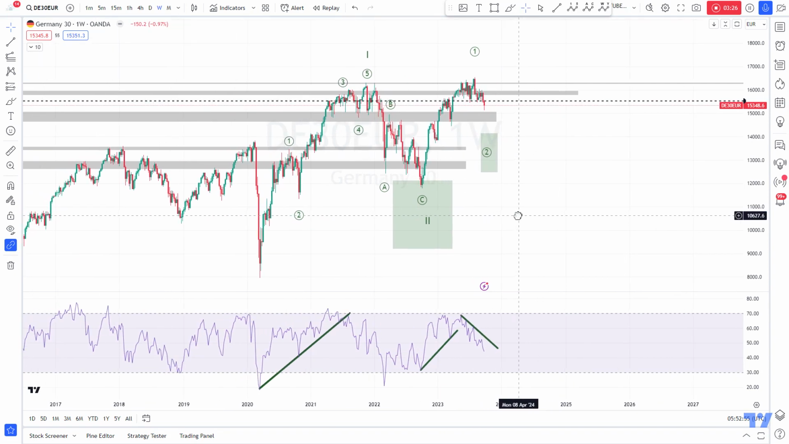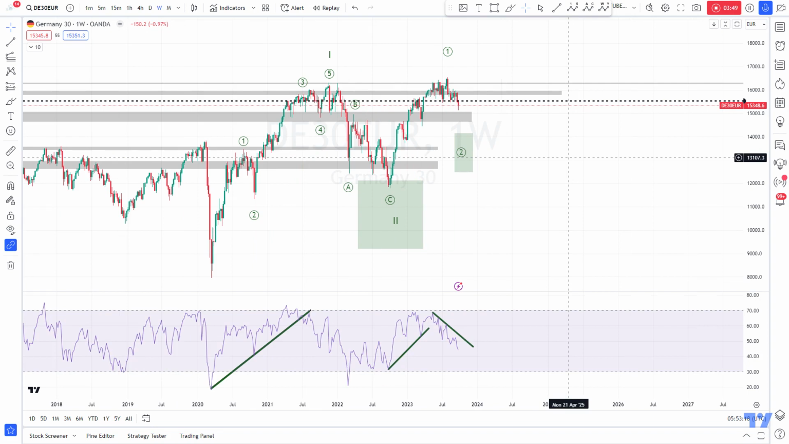this is not my primary scenario, because current price action is right here. This low was here, so there is quite some separation. So it makes more sense for now to look up, to approach the DAX in a bullish way.